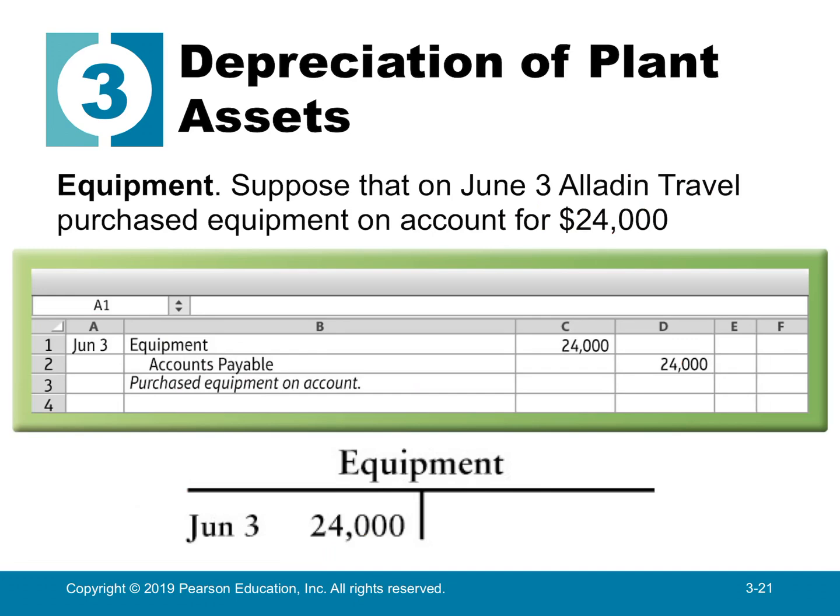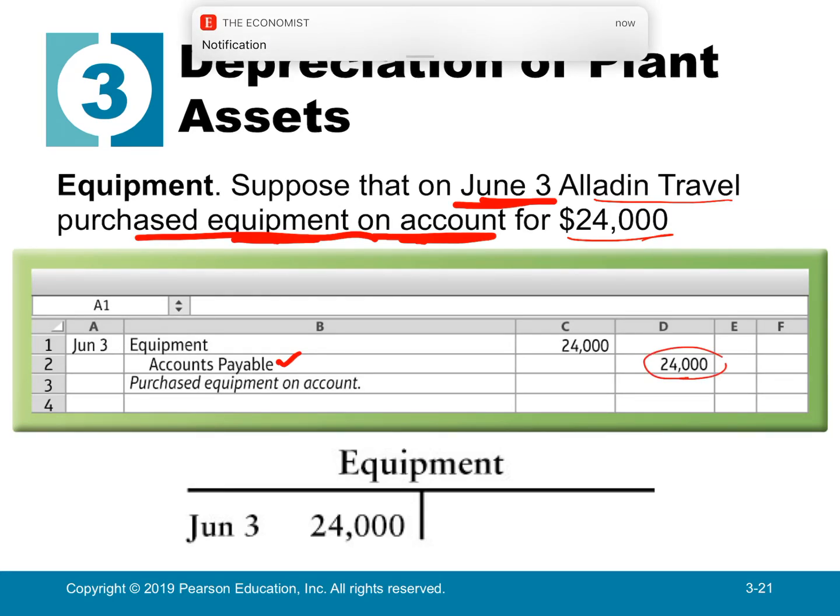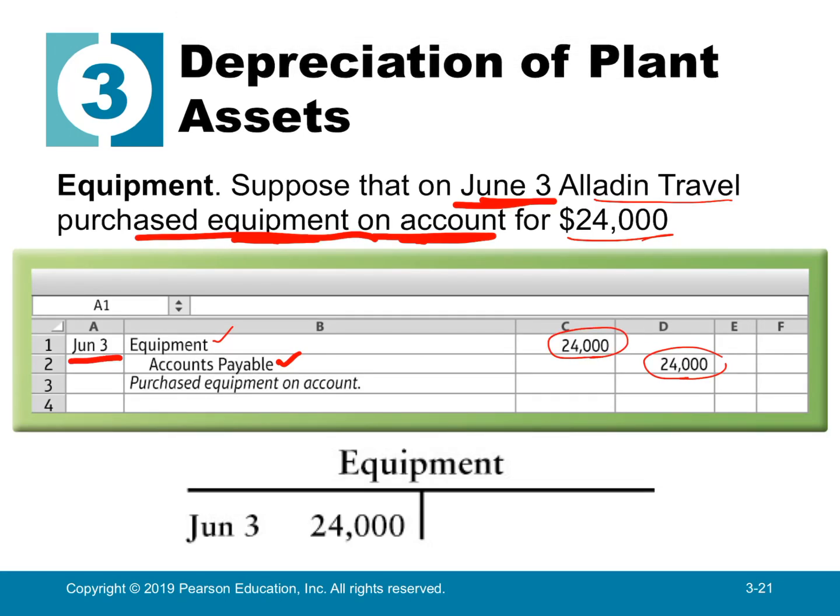So let's look at an example here. Suppose June 3rd, Aladdin Travel purchases equipment on account for $24,000. What's the journal entry? Well, you increased your equipment account and you bought it on account. So buying on account means you owe it, accounts payable, liability goes up by $24,000, and an asset, equipment, is a debit $24,000 on June 3rd. Right? So in the ledger account, our equipment account is going to increase by $24,000. And of course, they don't show it here, but your accounts payable account is also going to have a credit of $24,000.